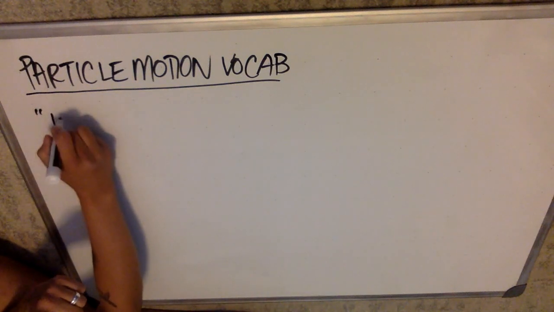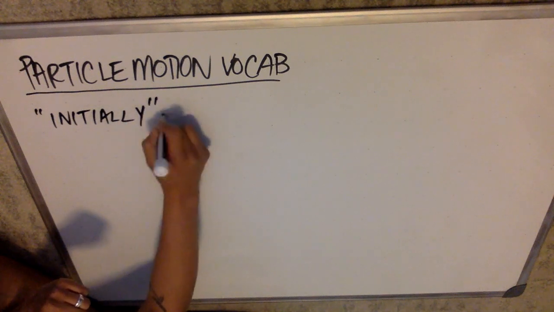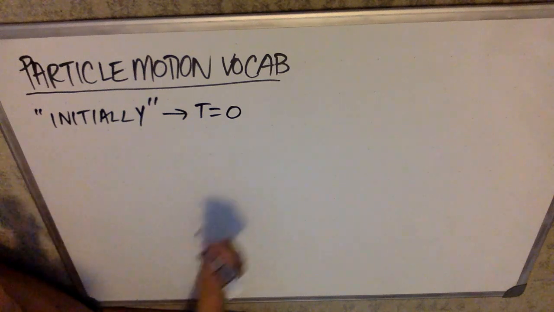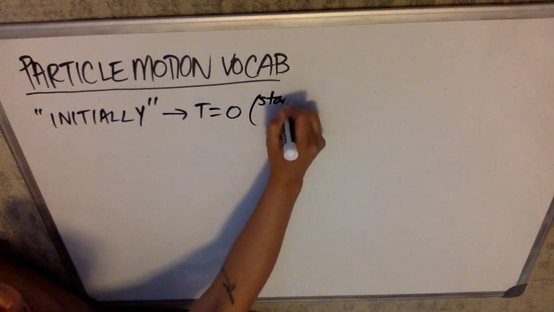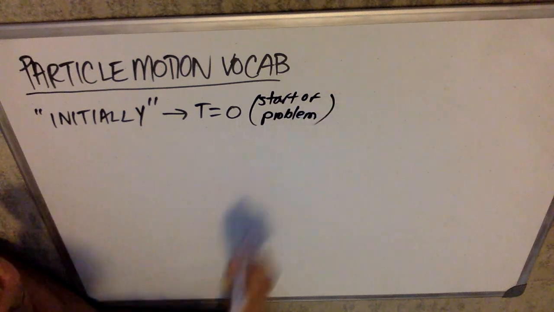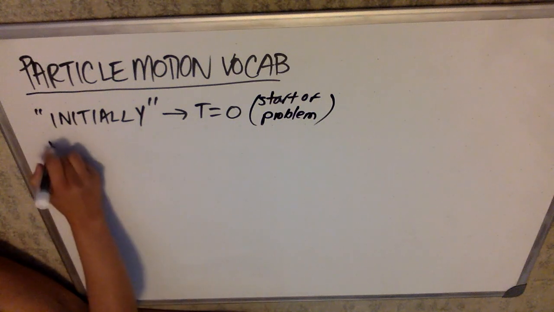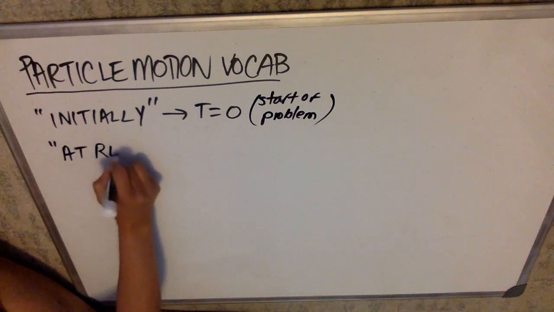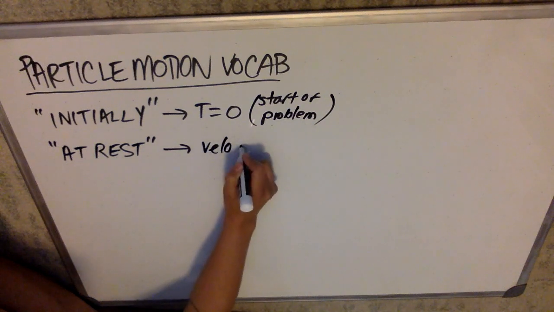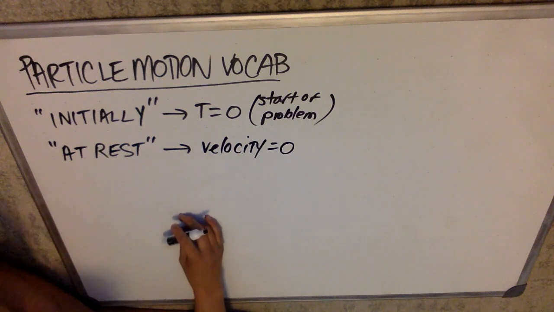So let's talk first about the word initially. Okay, initially generally means that t equals 0, right? So if you hear the word initially, it's because it's at the start of the problem. They might never tell you that t is 0, but that's what that means. The phrase at rest means that the velocity is equal to 0. Okay, it means you're not moving, your velocity is equal to 0, right?